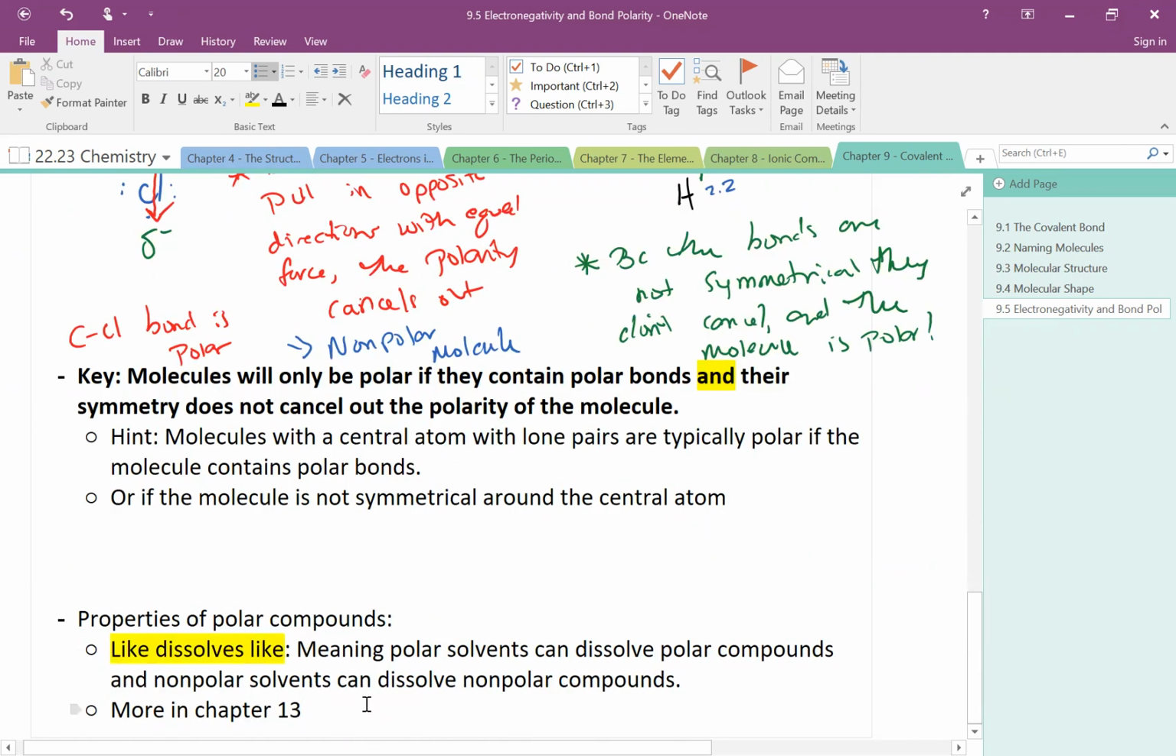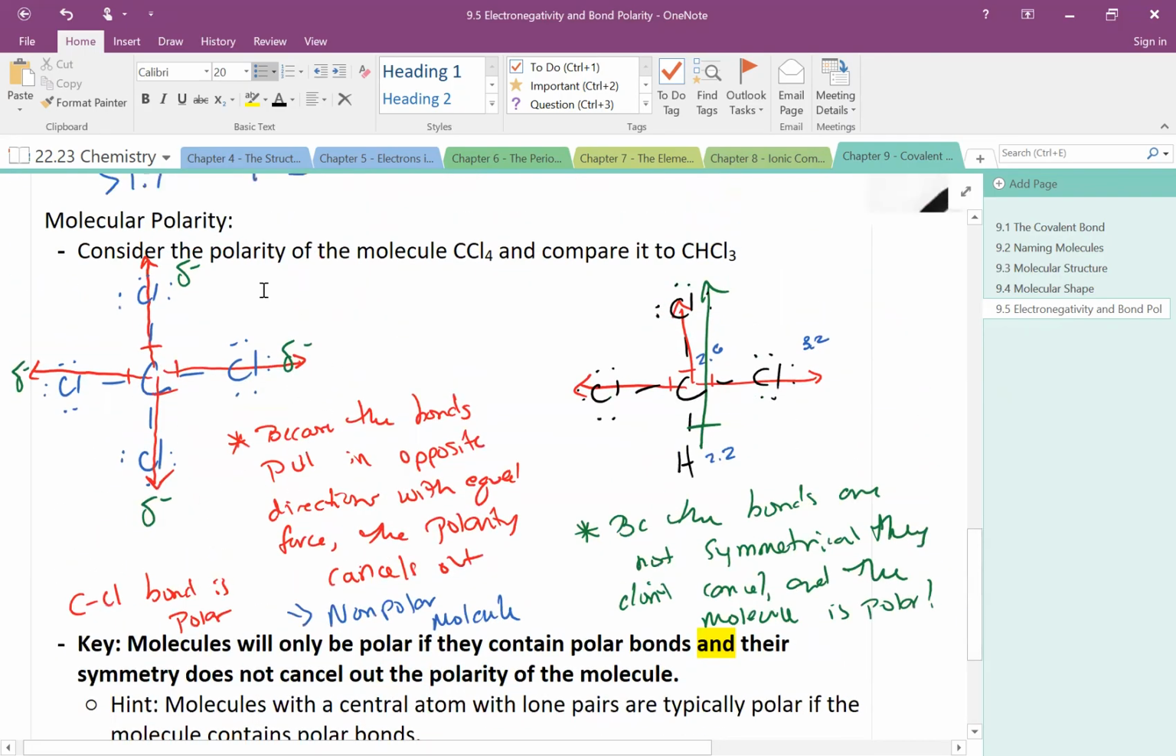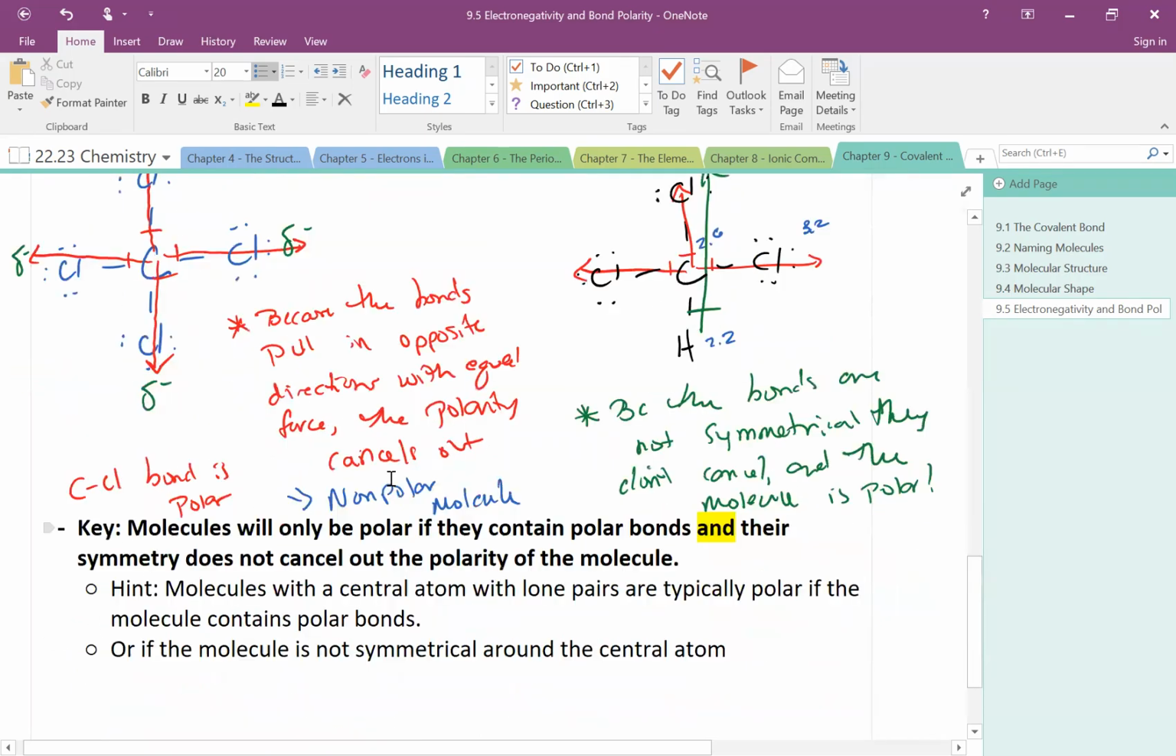Likewise, nonpolar solvents can dissolve nonpolar compounds. So I might expect my CCl4 to be able to dissolve in some kind of oil or some other nonpolar substance.